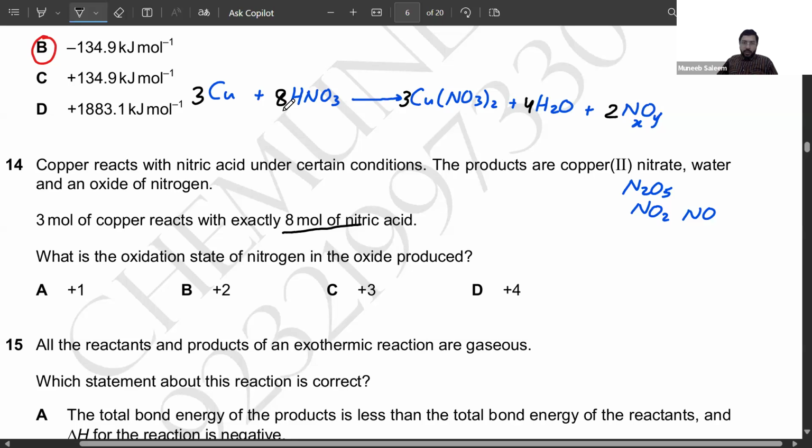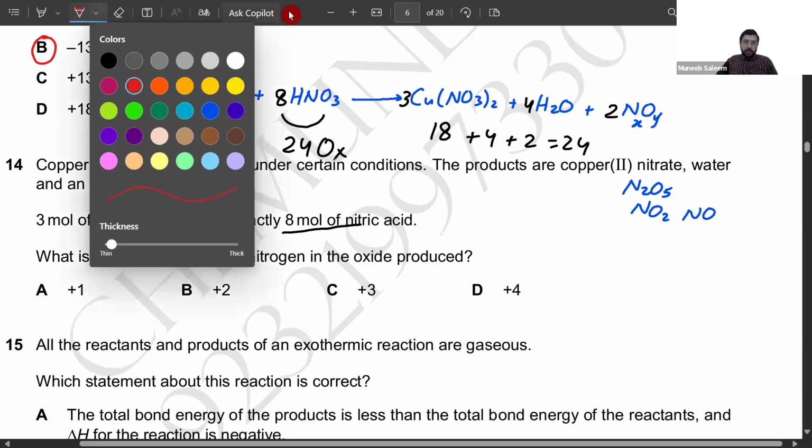Let's check the oxygen. Oxygens on the left side are 8 times 3, which is 24 oxygen atoms, and on the right side 3 times 6 is 18 oxygen atoms here, plus 4 over here, and then 2. We can check it is also equal to 24, which means oxygen atoms are also balanced. So all the atoms are now balanced, and this equation is balanced accordingly.